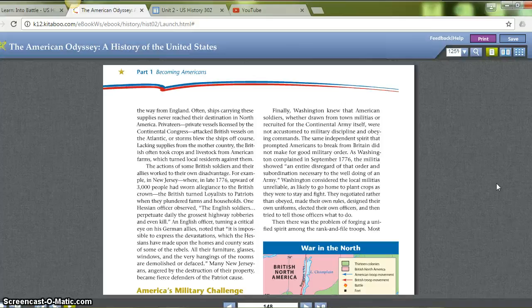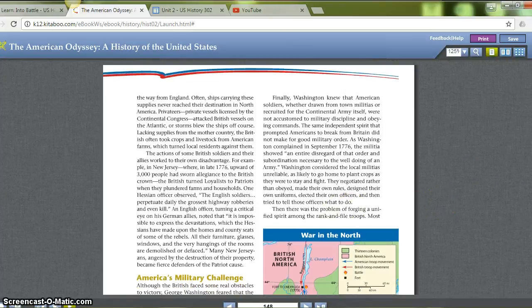They negotiated rather than obeyed, made their own rules, designed their own uniforms, elected their own officers, and then tried to tell these officers what to do. Then there was a problem of forging a unified spirit among the rank and file troops.